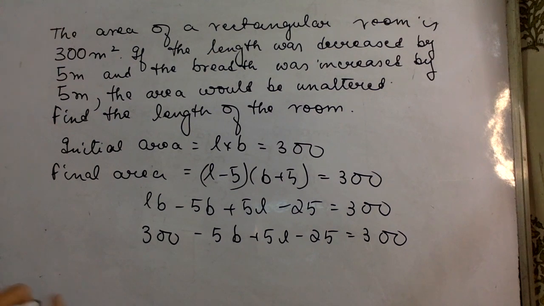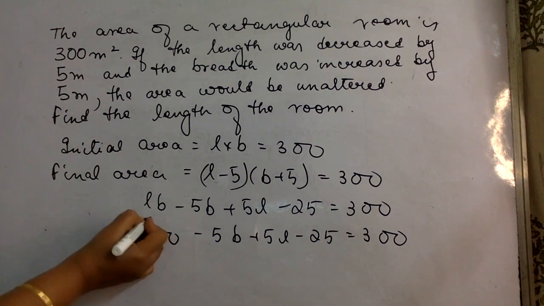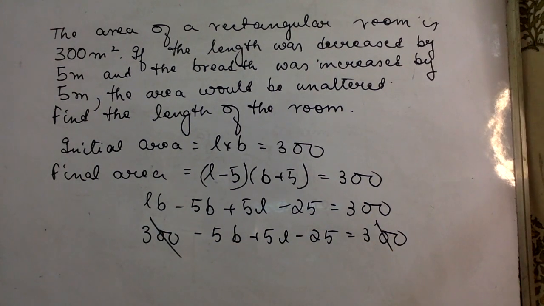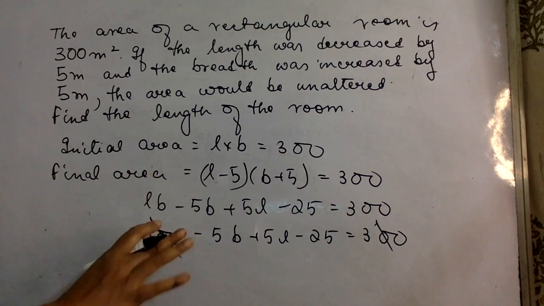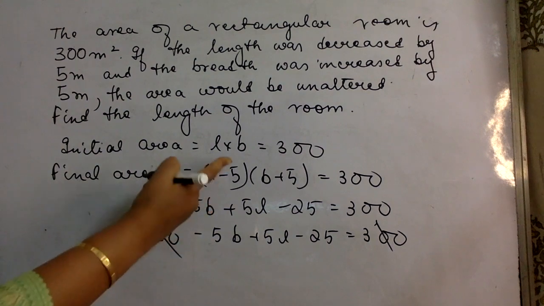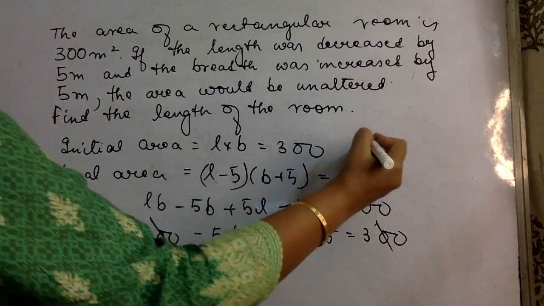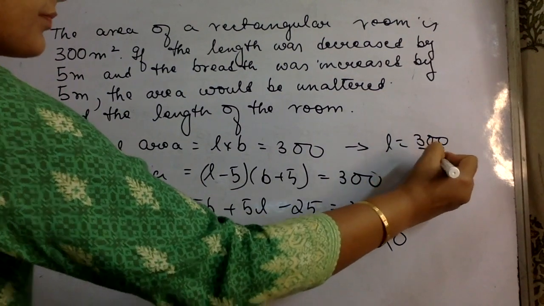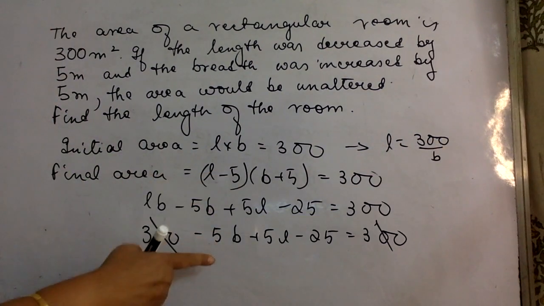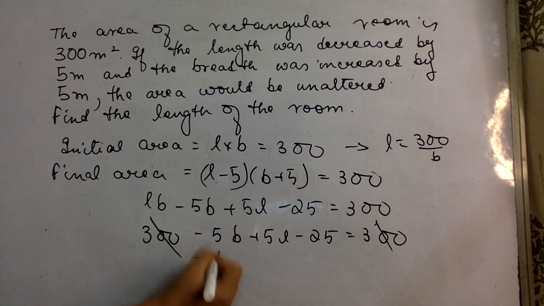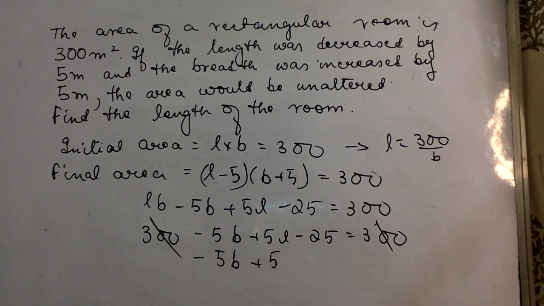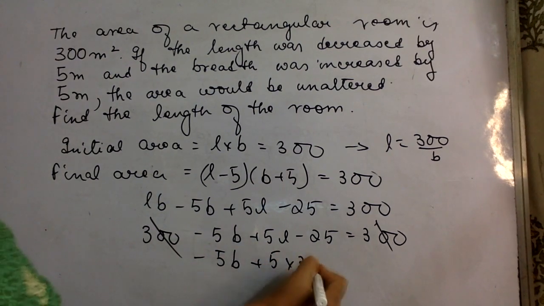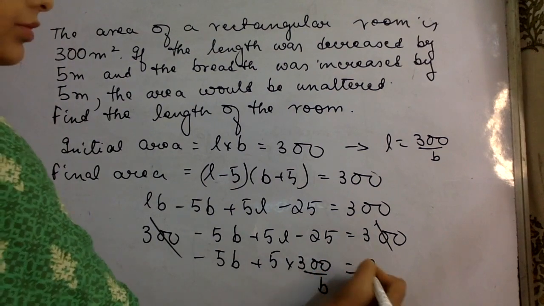Okay. So cut this 300 from both sides. Now I have two equations here, but with only one equation I cannot solve two unknown values. So from here I will take one of the values, L is equal to 300 by B. Okay. So I will substitute it here. So minus 5B plus 5 into 300 by B is equal to 25.